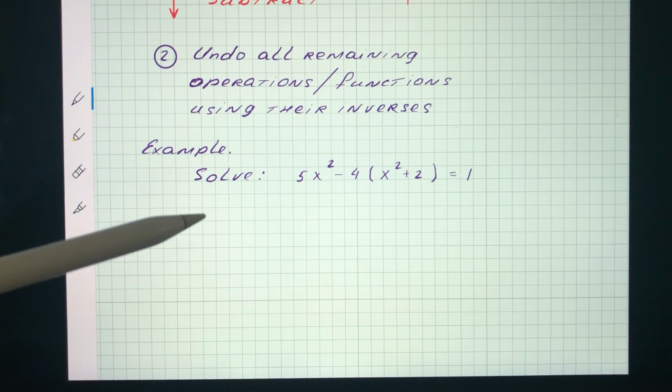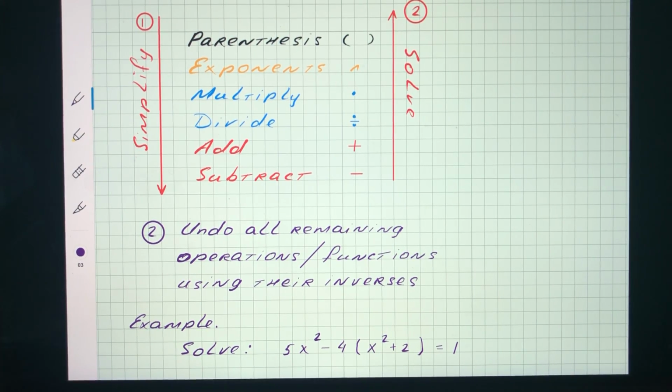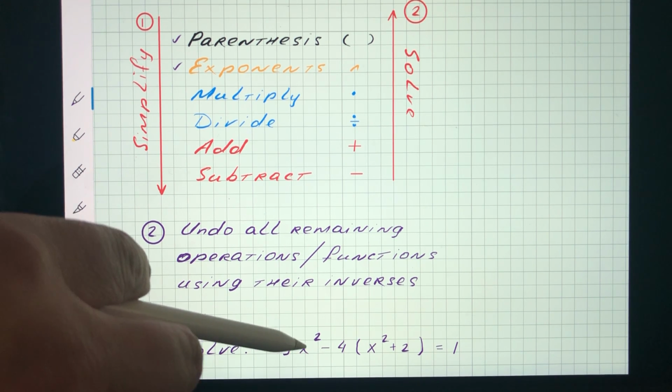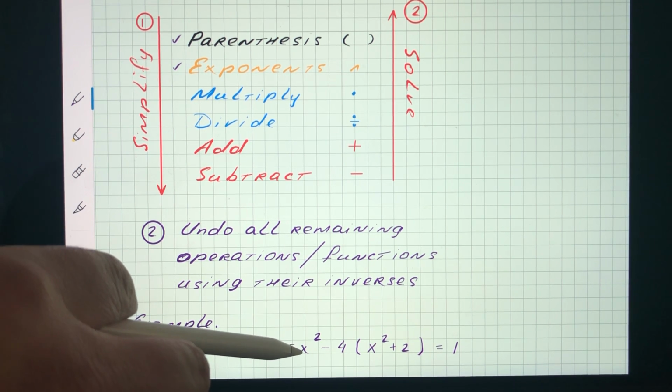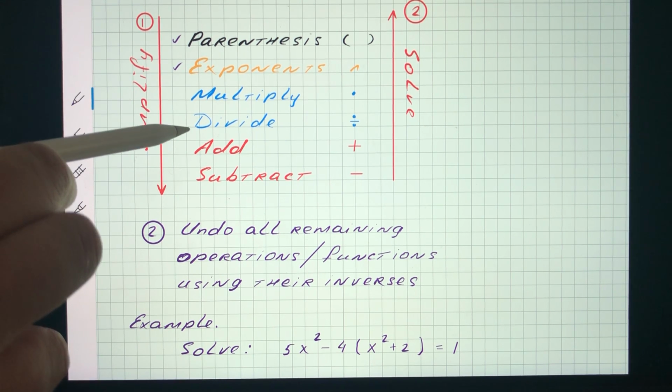The next step is exponents. So the parentheses are complete. The exponents are also complete because there is nothing we can do to x squared because we don't know what x is, so we cannot square it either. The next is multiplication and division.